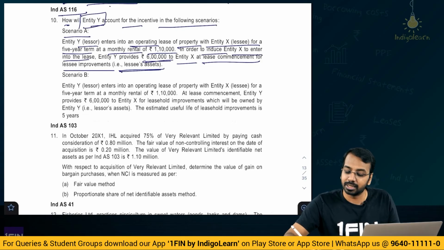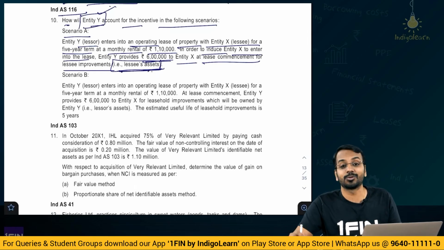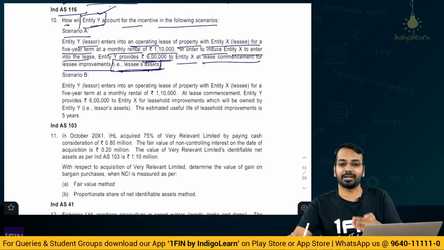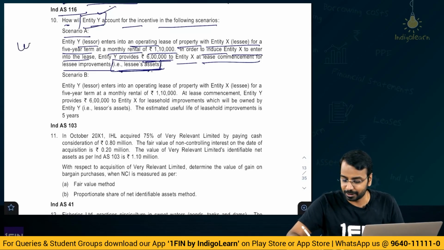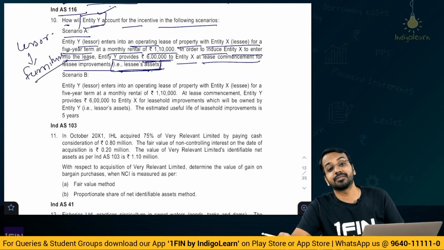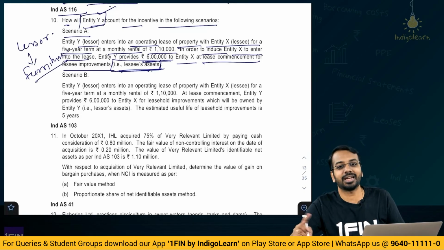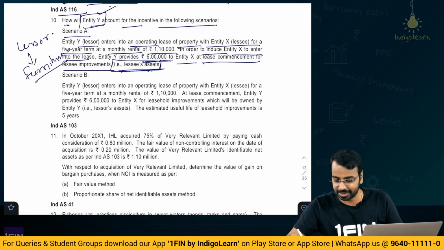Now, in that case, can entity Y say these are its asset? Can entity Y say that is my asset? It cannot say, because control is with lessee. So, it is not an asset which the entity can recognize. Basically, if lessor pays for, let us say, furniture, whose furniture? Lessee's furniture. Now, if lessor is paying for lessee's furniture, does lessor control the furniture? Lessor does not control the furniture. So, lessor cannot recognize the furniture as an asset, right.